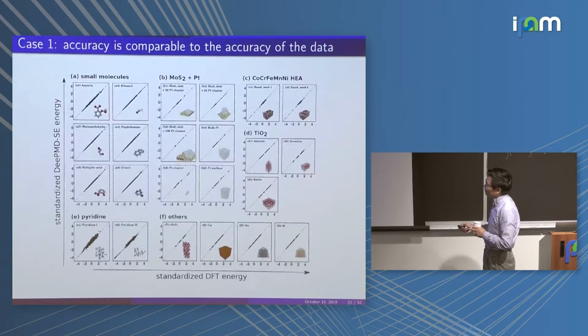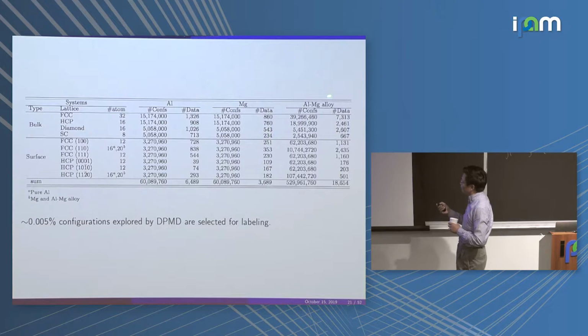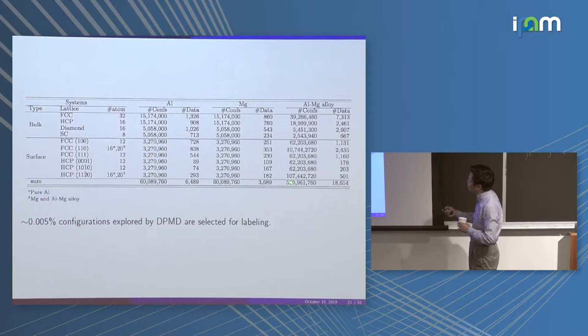And this is just to show how important this procedure, exploration and this concurrent coupling, is. So here are examples of aluminum, magnesium, and the alloy. And you see these are the numbers of configurations explored. For example, let's look at this Ike 500. This is 500 million configurations explored, and only this many were labeled.